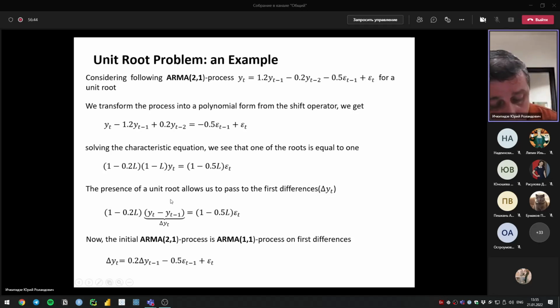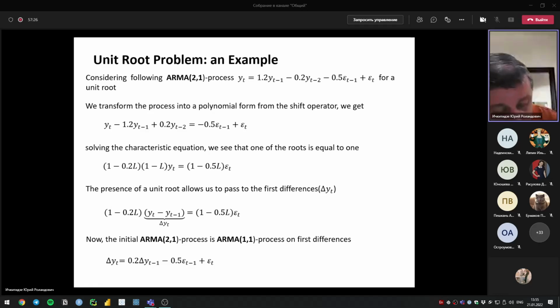Let's look at an example here to understand these theoretical properties more clearly. Here we have an ARMA(2,1) process, which is described with this equation. Consider whether there is a unit root in this process or not. We will transfer the autoregression parameters to the left side and represent this record as a polynomial of the shift operator. Here we have it converted.